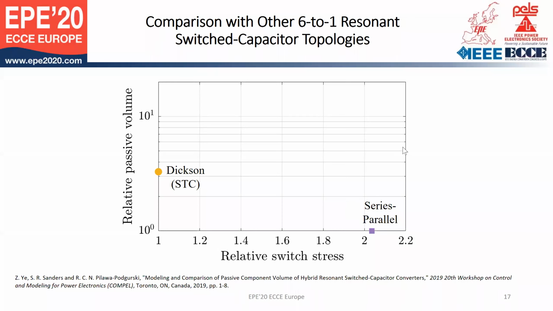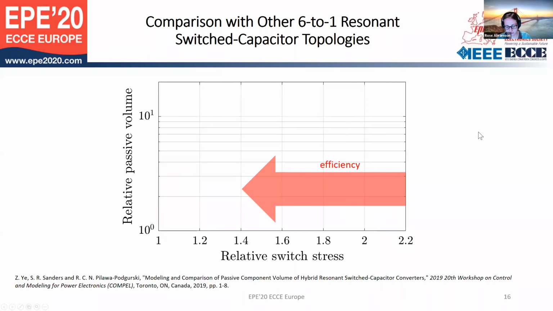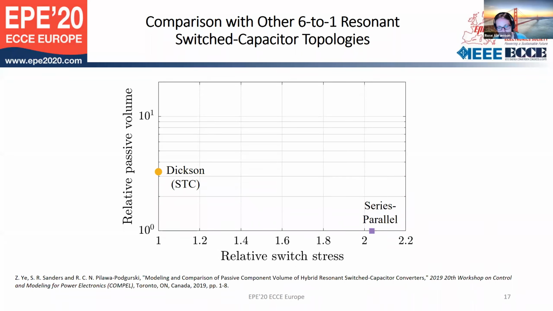Yes. Okay, so I can walk through the same thing here. As I said, the yellow corresponds to the Dixon. So we have high passive volume, low switch stress. And if we look at the series parallel, we have high switch stress, low passive volume. Then if we populate this graph with some of the other topologies, we can see that this work, the red star, has a similar passive volume to the series parallel, which is very promising because that's the theoretical minimum. And we have a slightly reduced switch stress. So we're still not as low as the Dixon, but we are improved compared to the series parallel.